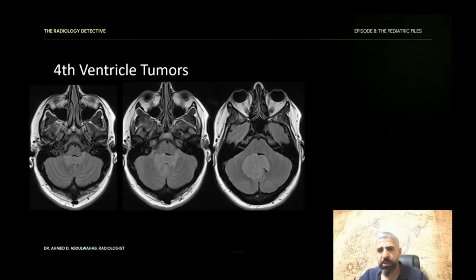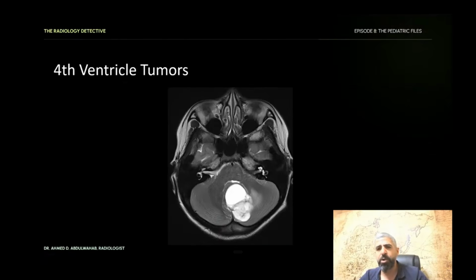Let's go to the second question. The plastic one that squeezes through the holes. You can see it's squeezing through the exit foramina of Luschka and Magendie. It's a plastic fourth ventricular tumor. What is it? This is an ependymoma. It's plastic, it squeezes through the exit foramina.